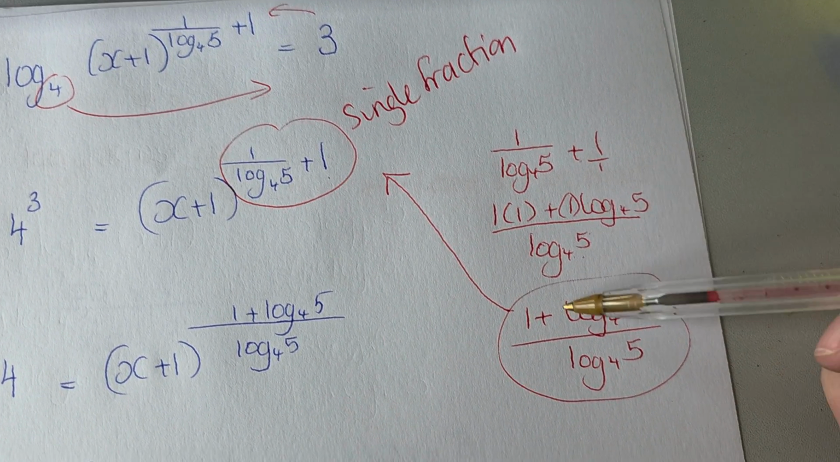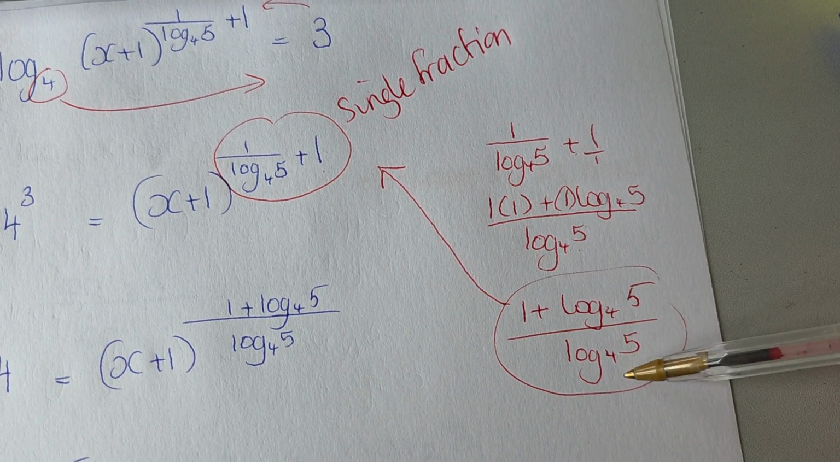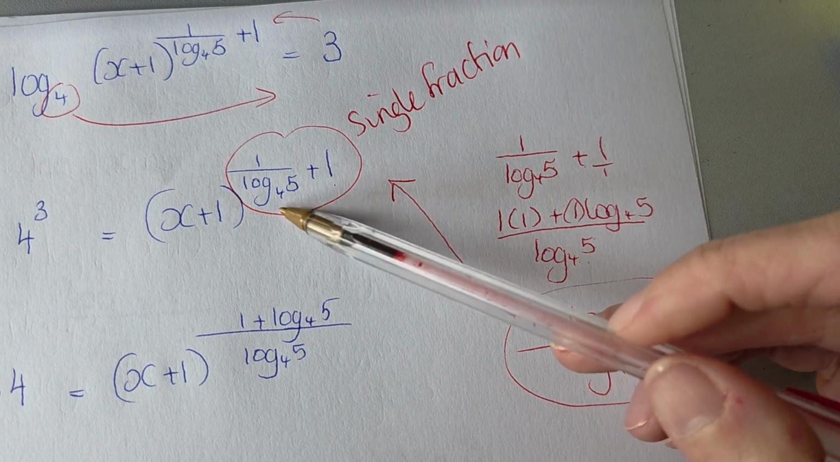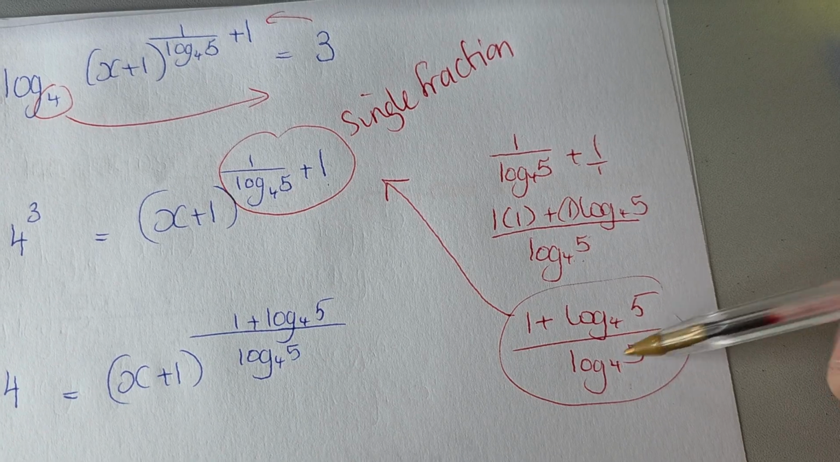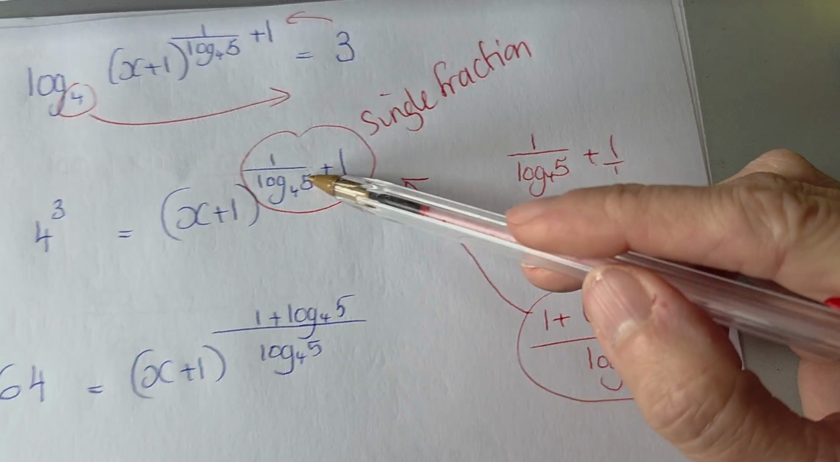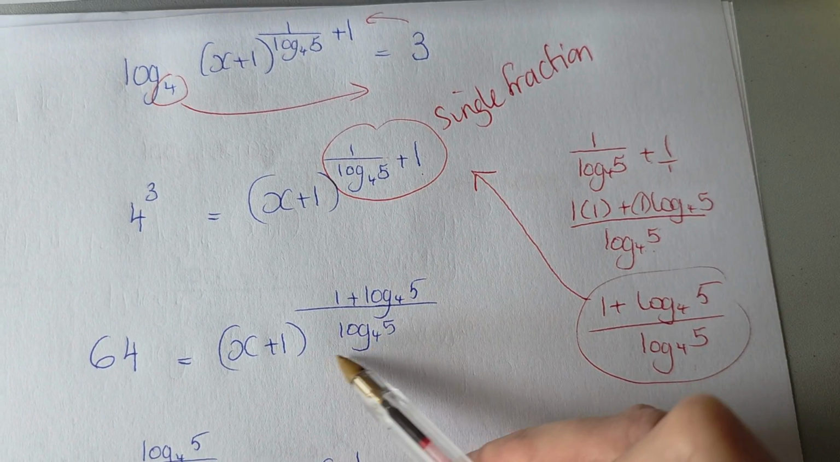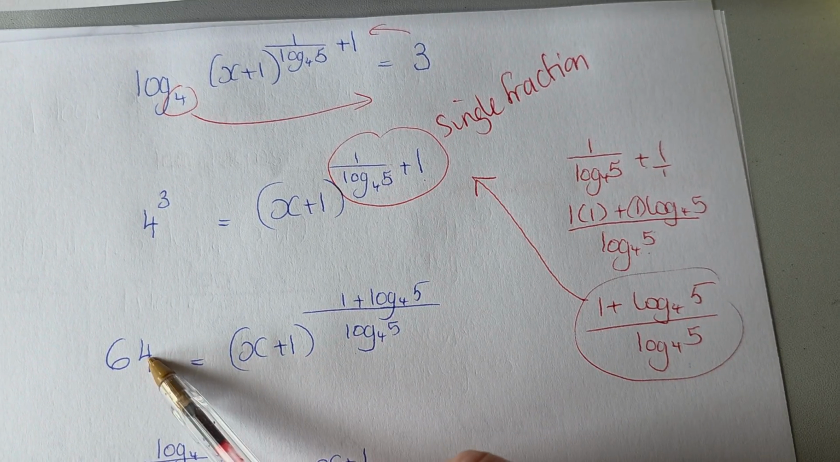Tidy up the numerator, you're going to get 1 plus log 5 base 4 all over log 5 base 4. So I have now written those two single fractions as one single fraction, and I'll now replace that back into my equation. So now my equation looks like this, and 4 cubed is 64.